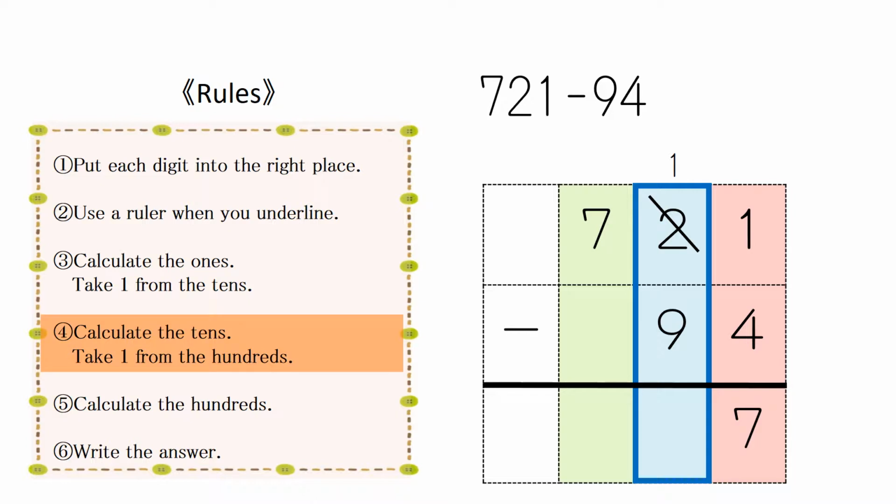Next, calculate the tens. Because we took 1 from tens, the calculation in the tens place is 1 minus 9. But we can't calculate 1 minus 9. So take 1 from the hundreds. Draw a diagonal line on the 7 in the hundreds place. And write 6 over the 7. 1, which is taken from hundreds, is equal to 10 in the tens place. So now we can calculate the tens. 10 minus 9 equals 1. 1 plus 1 equals 2. Write 2 in the tens place.